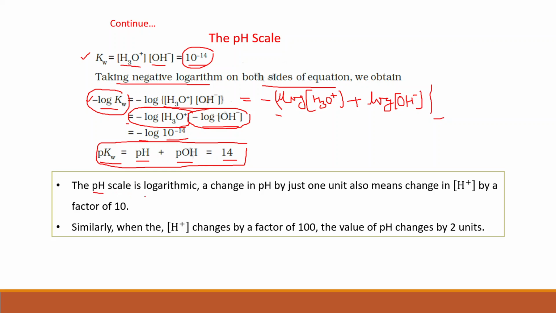The pH scale is logarithmic. So a change in pH by just 1 unit also means a change in hydrogen ion concentration by a factor of 10. If pH is changed by 1, the hydrogen ion concentration is changing by a factor of 10. Similarly, when the hydrogen ion concentration changes by a factor of 100, the value of pH changes by 2 units.